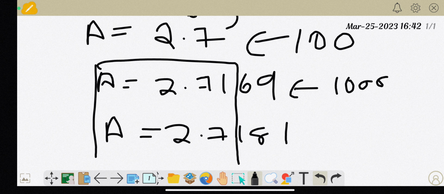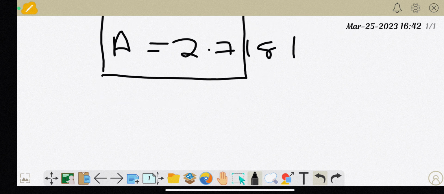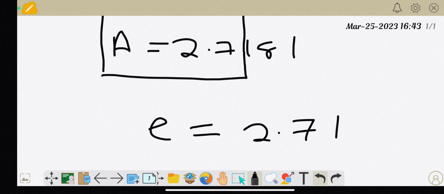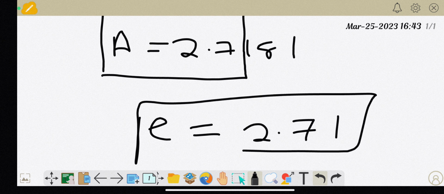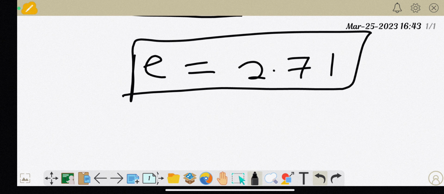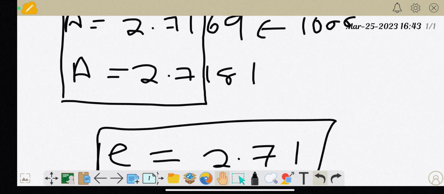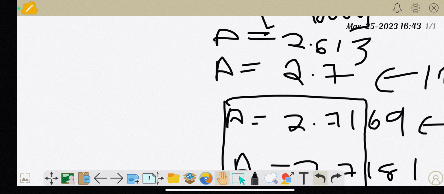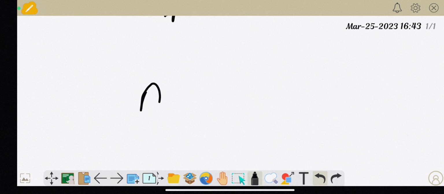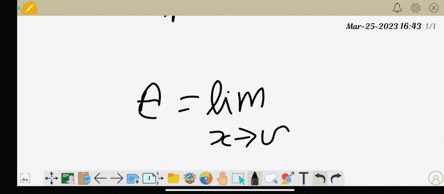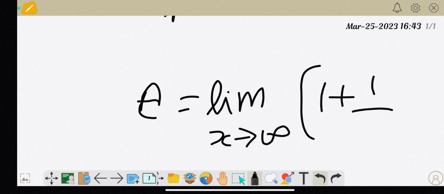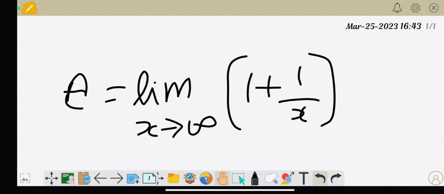Correct. 2.71. So whatever number you got, that is the value of E. So E's value is 2.71, and that value is known as E, the exponential value. So if you are increasing the compounding, here the same function you can tell: E is equal to limit x tending to infinity of (1 plus 1 by x) to the power x.